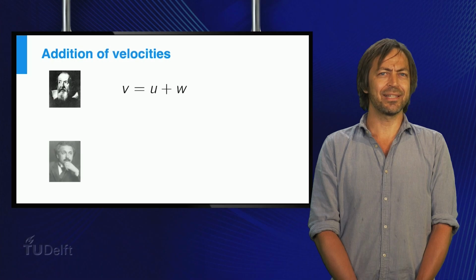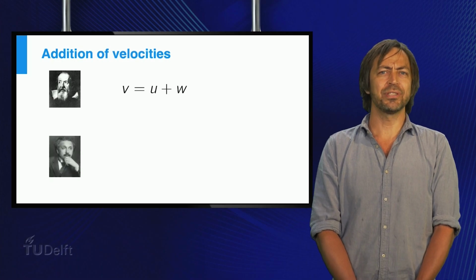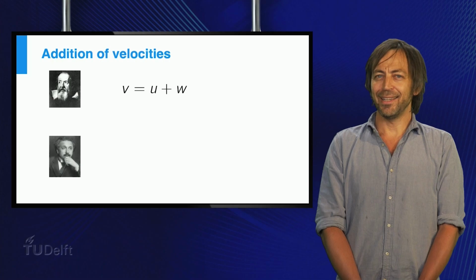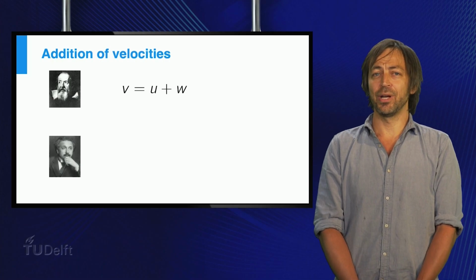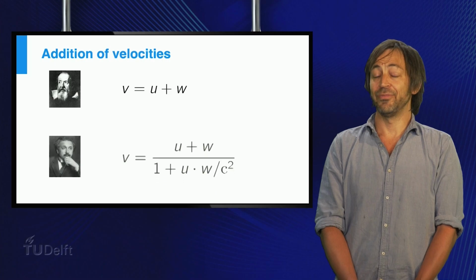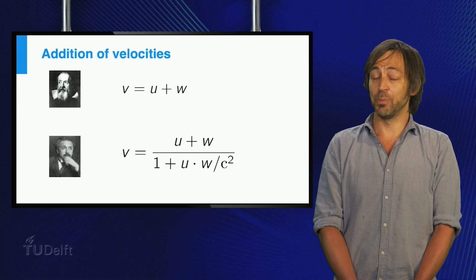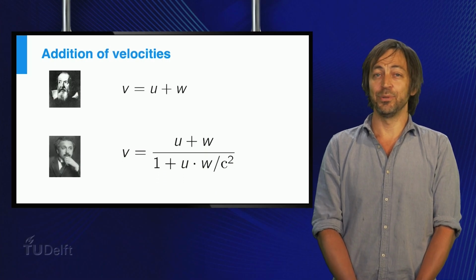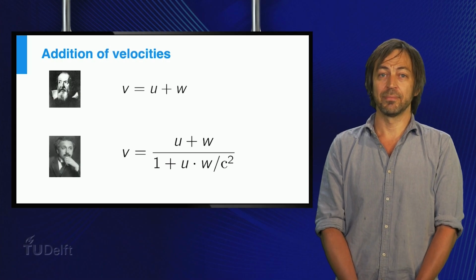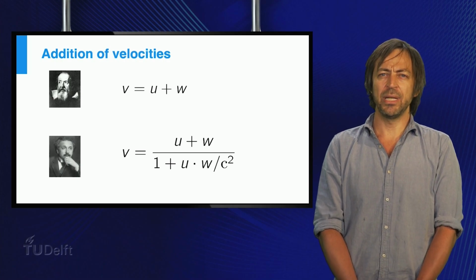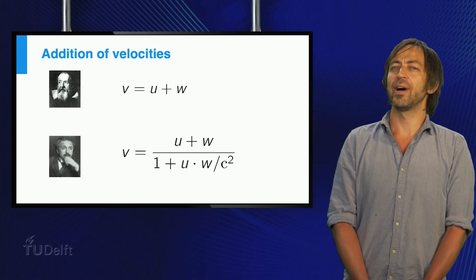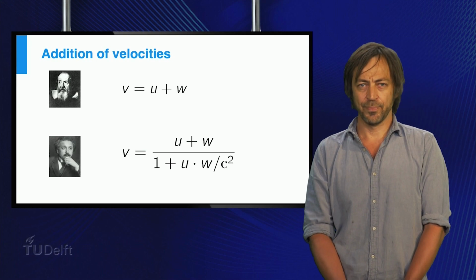Einstein realized that things get more complicated if the velocities involved are no longer negligible in comparison to the speed of light. In this case, the simple addition formula needs to be replaced by the more complex formula v equals (u plus w) over (1 plus u times w over c squared), where c is the speed of light. Now, to see what this equation means, let us first rewrite all velocities relative to the speed of light by dividing left and right by c.